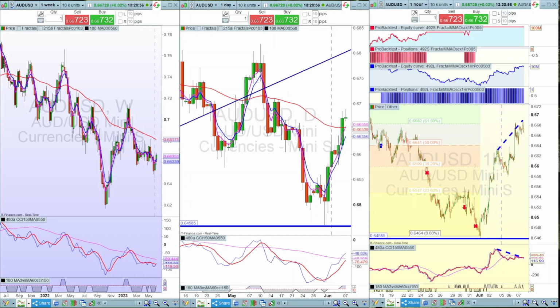Today is June the 7th, 2023. This is the Aussie US currency update. We were in a bearish momentum on our weekly and it's broken up into a neutral and is currently in a bullish momentum on our daily. So let's look at that, but just be warned, we're looking at a divergence on the hourly.